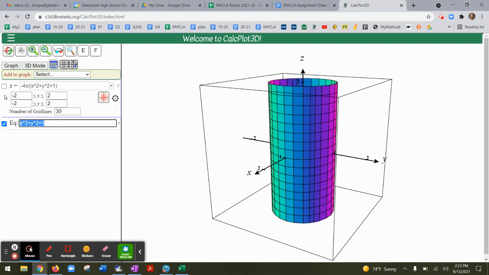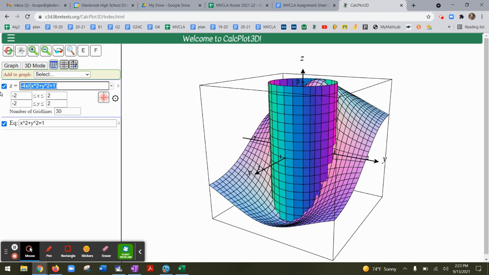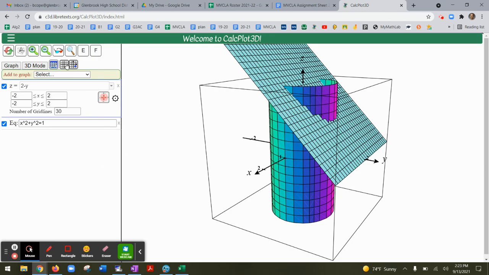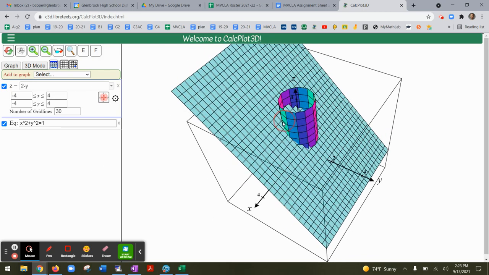Oh, I made a mistake, sorry. I want to keep that, and then I want to change this to 2 minus y. There we go. Okay, so let's zoom out just a smidge so we can see this a little better.